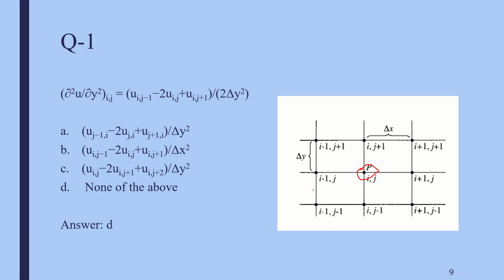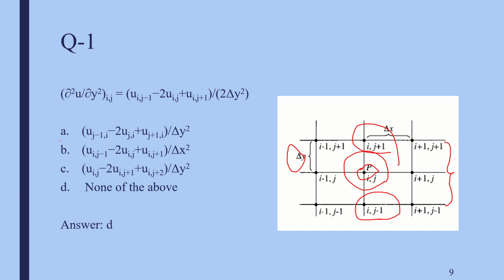If we remember clearly, we are going with respect to y, so Δy is the key point. So we would be going in this way when we are moving along the points. So it is u(i,j-1) - 2u(i,j) + u(i,j+1) by Δy², that is the right answer.